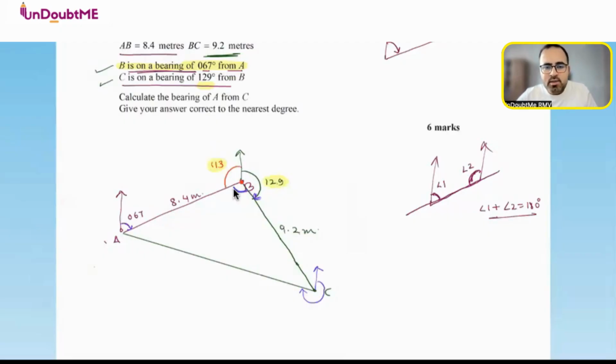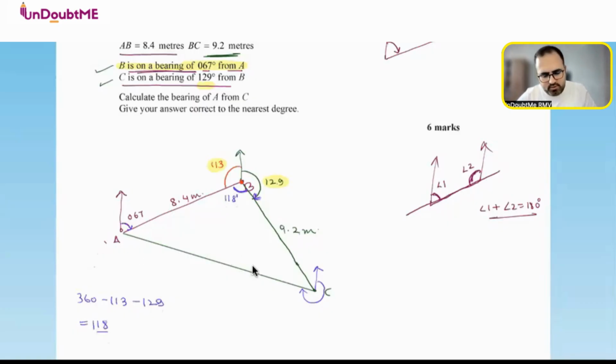Why am I in search of internal angles? Because we will then go in that triangle and then we can use either sine or cosine rule depending upon further requirements. That will decide. So to get that internal angle, it will be 360 minus 113 minus 129. And that comes out to be 118.